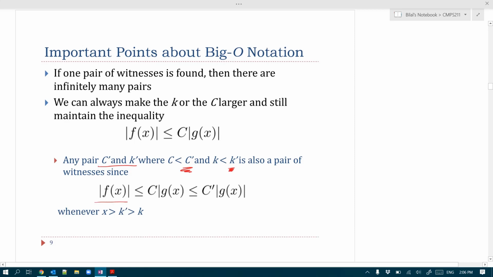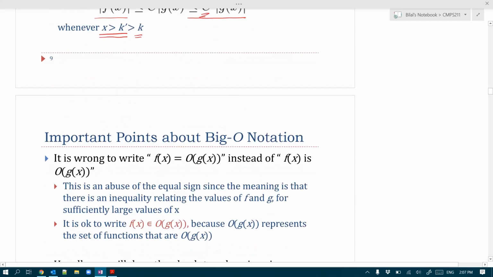F of X would be found to be less than or equal to any other C prime that is greater than C, times G of X. And this would be true for any x that is strictly greater than K prime, where K prime is also greater than K. So there is an infinity of witnesses, practically, and infinitely many pairs of witnesses in practice.